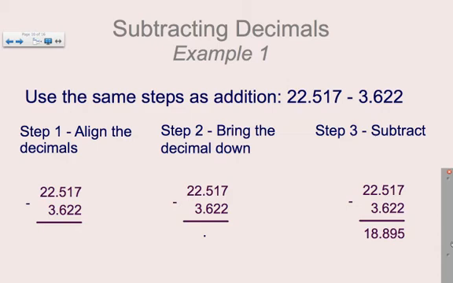see which one was greater than or less than. But in this case, we're adding or subtracting. So in addition and subtraction, you align the decimals, you bring the decimal down, and then you either add or subtract.